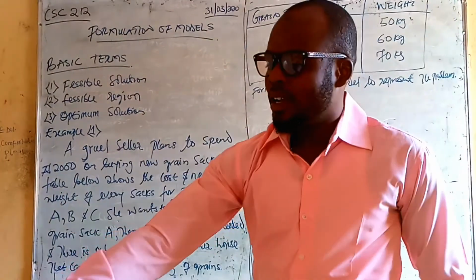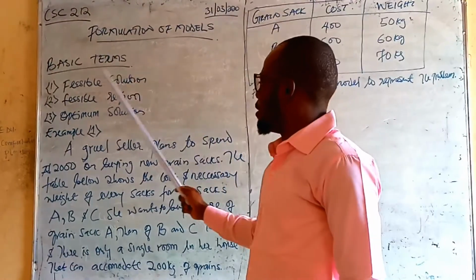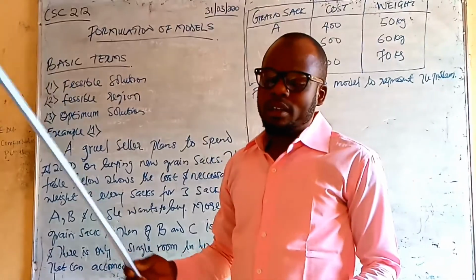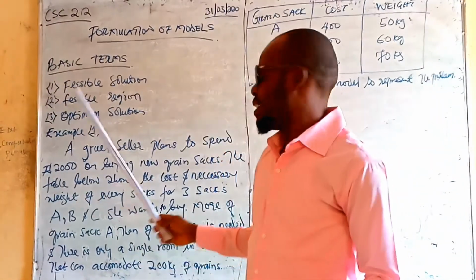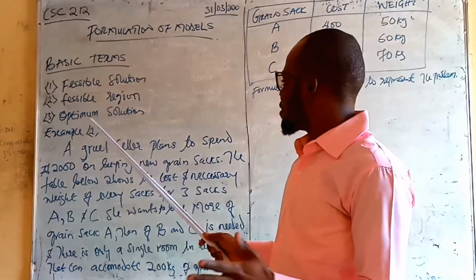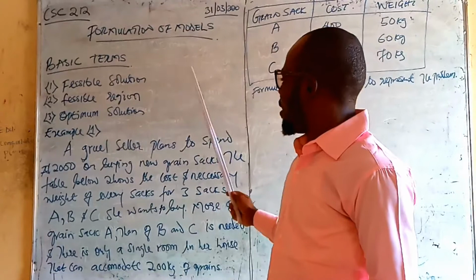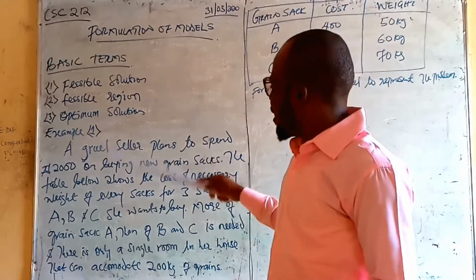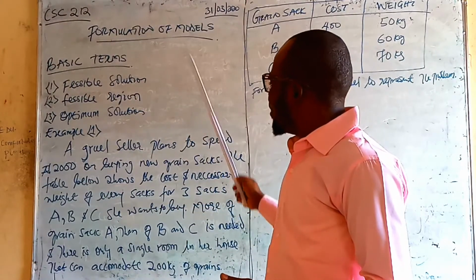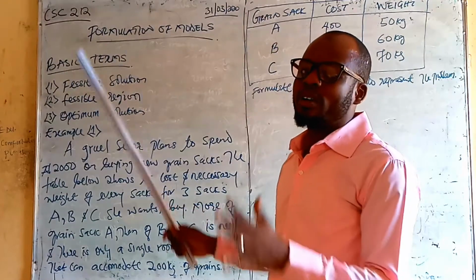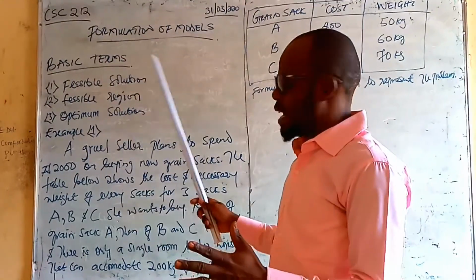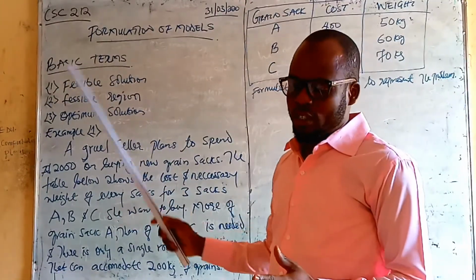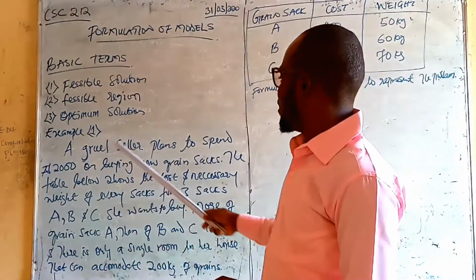Number one, the feasible solution. What is a feasible solution? A feasible solution is a specific value of the variables that satisfies all the constraints. So when we have a solution for any problem given, the feasible solution refers to the values of the basic variables that satisfy all the constraints. The constraints mean the activities or operations that take place for any given operation. Understand?